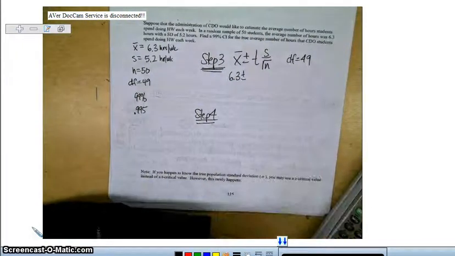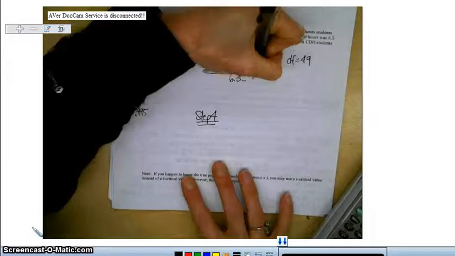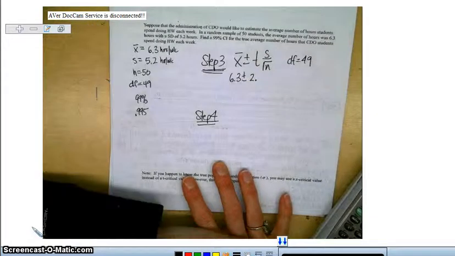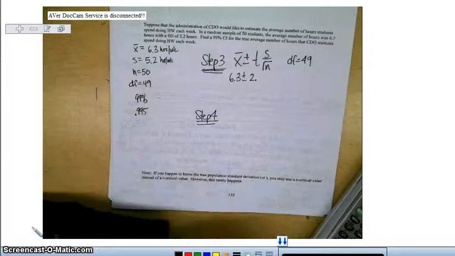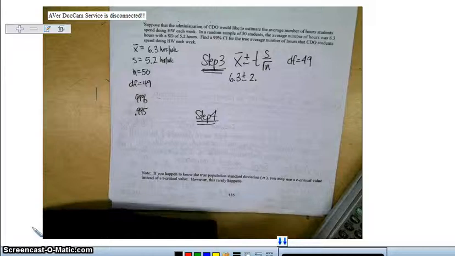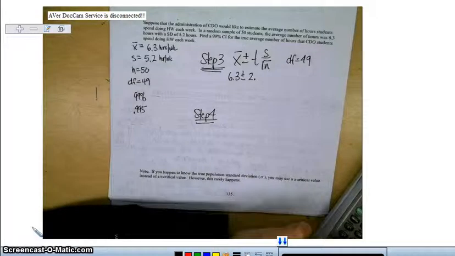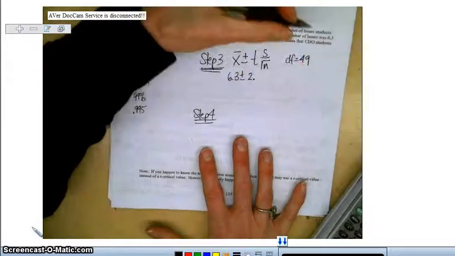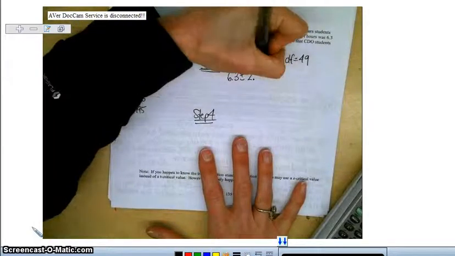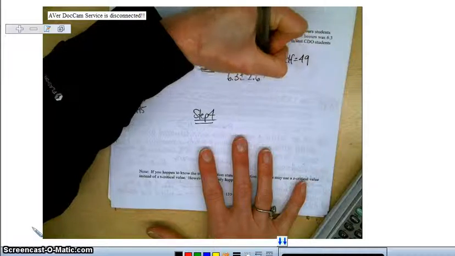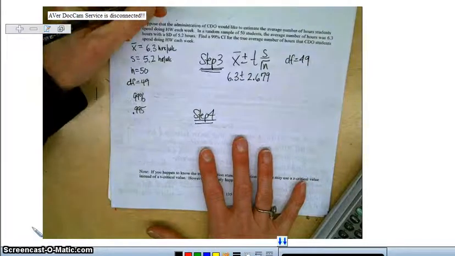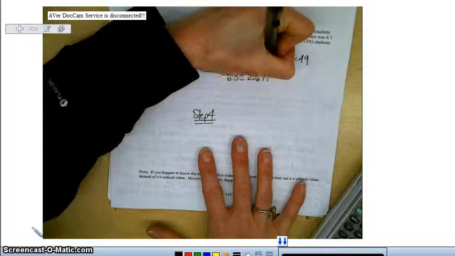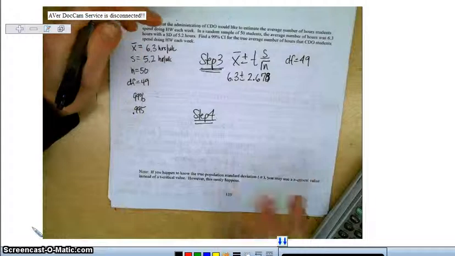I bet you all have it already. 2.6. Well, could we just go back to when we calculated them already? No, because the degrees of freedom is different. You have to recalculate every time. This is 2.68. Are there not 3 decimal places? 2.679? No, another 9 after that. 2.680. So it'd be 2.680. 2.68, that's 3 decimal places. The 0 makes it 4, so 3 decimal places.